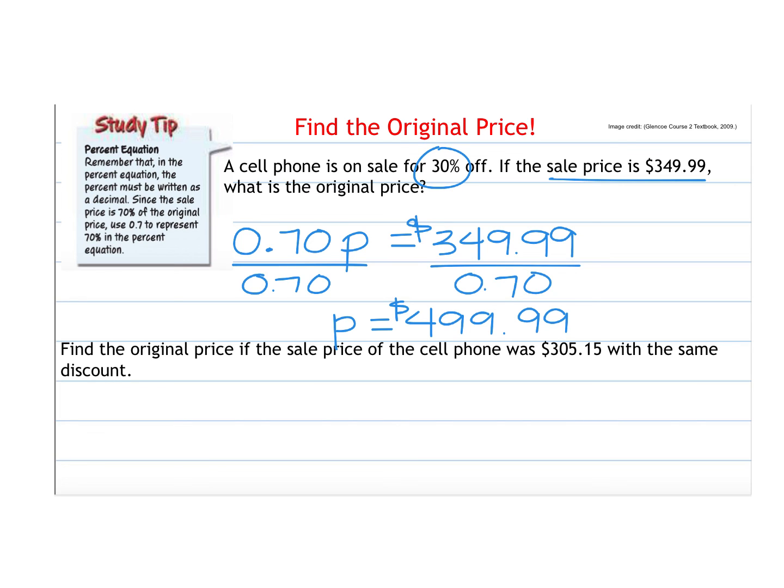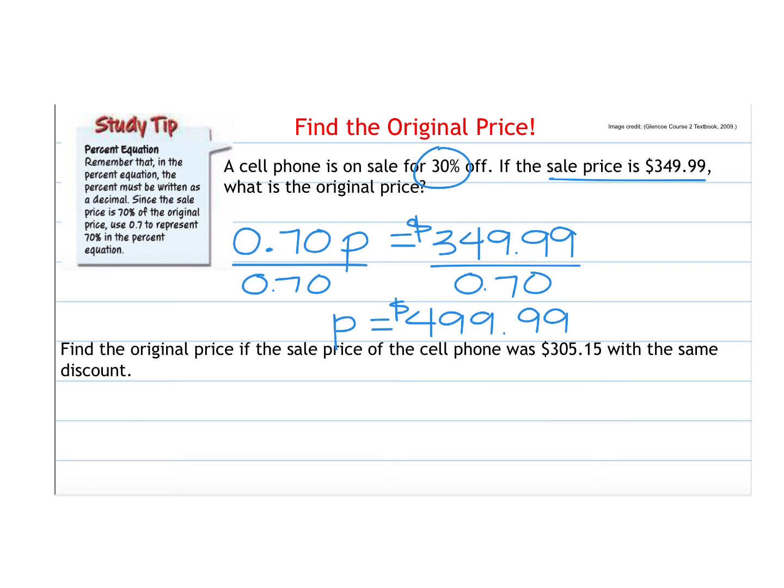So if we want to check it, 499.99 times 0.3, I get $149, so almost $150, and 500 minus 150 gives me about $349 or $350. So we always want to make sure it's reasonable as well. Find the original price if the sale price of the cell phone was $305.15 with the same discount. So you pause and you try this one on your own and then come back and check it.